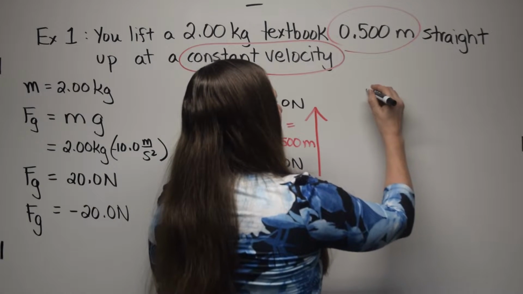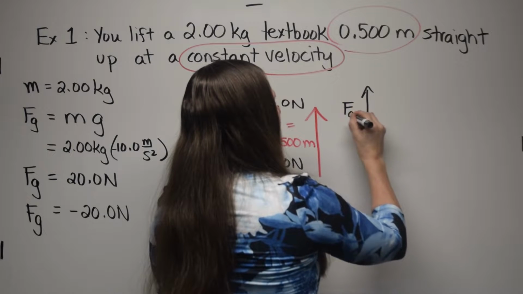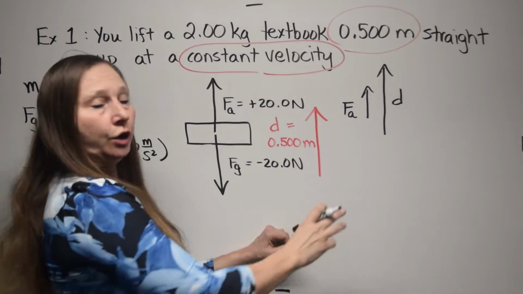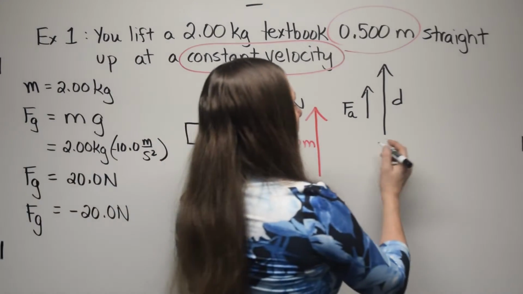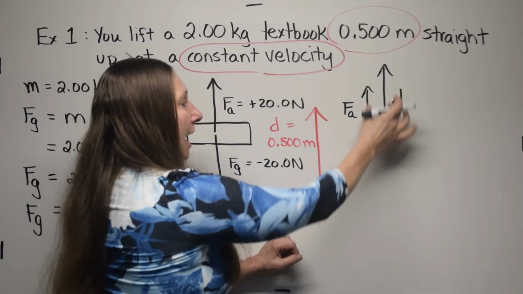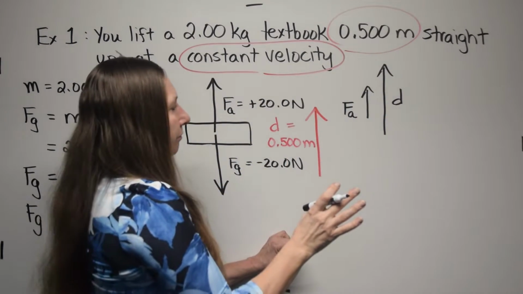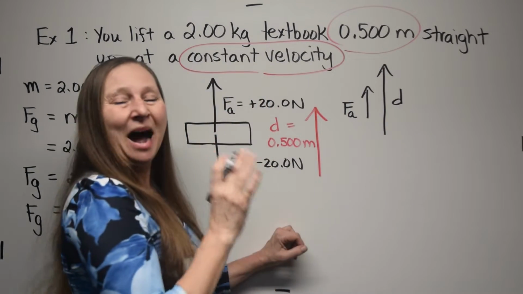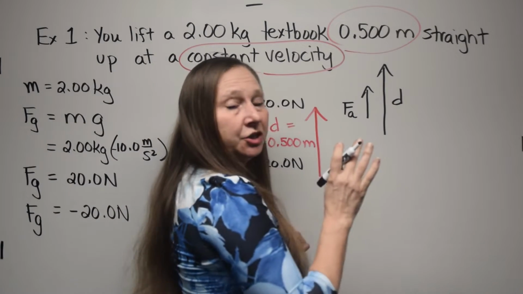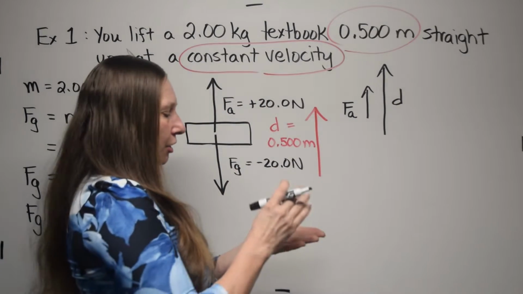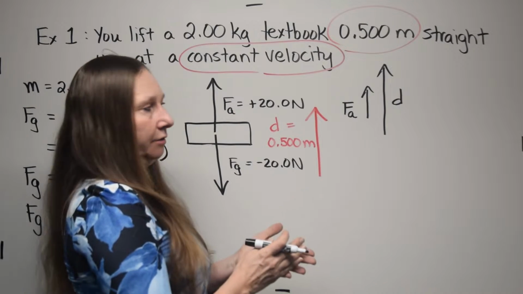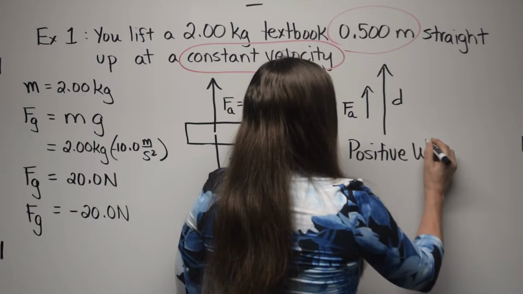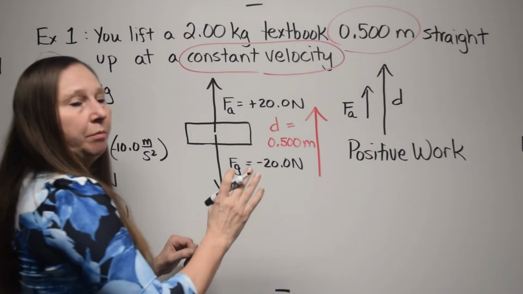So if the applied force, Fa, is straight up, and the displacement is also straight up, work is being done by the applied force. Because they're parallel to each other, work is being done. And because they're both going in the same direction, this is positive work. Now remember, work is a scalar, but nonetheless, we identify the work as either positive or negative. So the applied force is doing positive work.